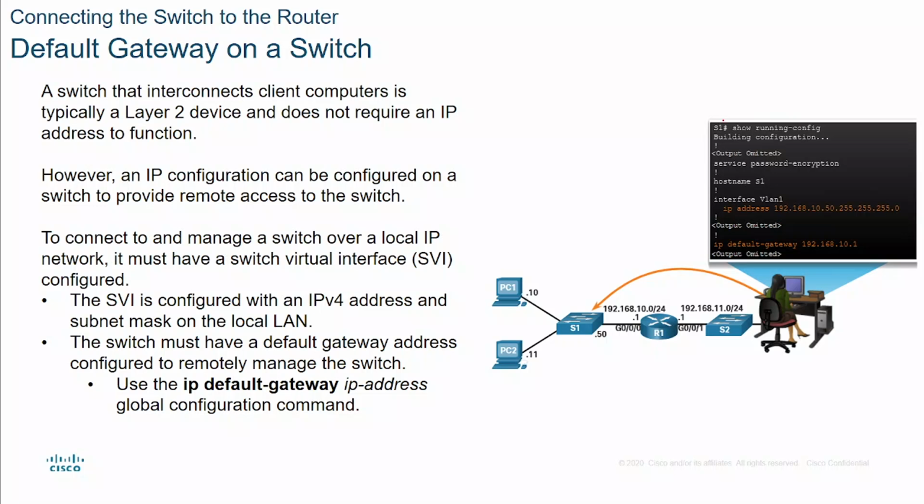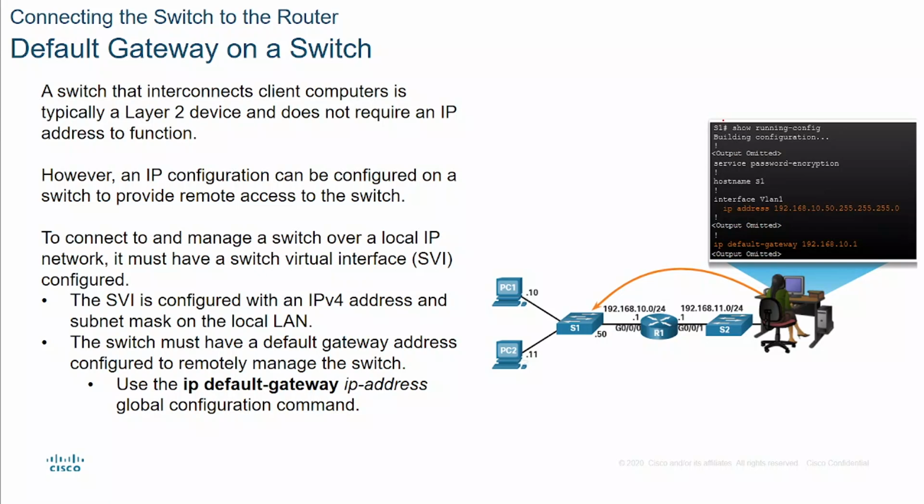Now let's look at the default gateway on the switch. A switch that interconnects client computers is typically a layer 2 device and does not require an IP address to function. However, an IP configuration can be set on a switch to provide remote access to the switch, just like we talked about previously.